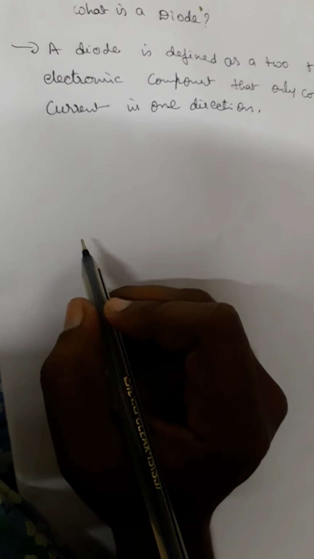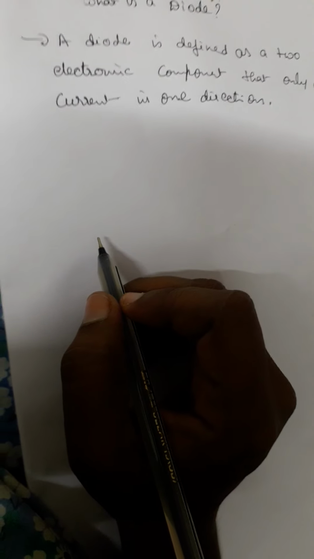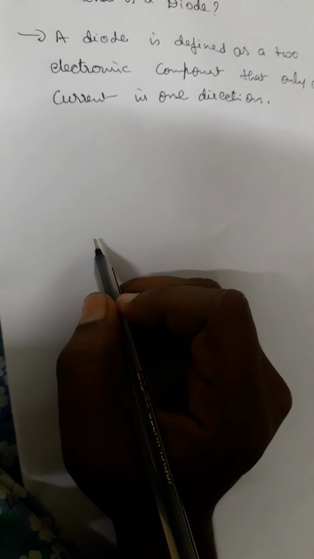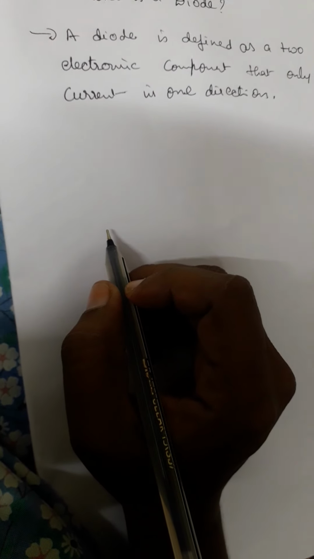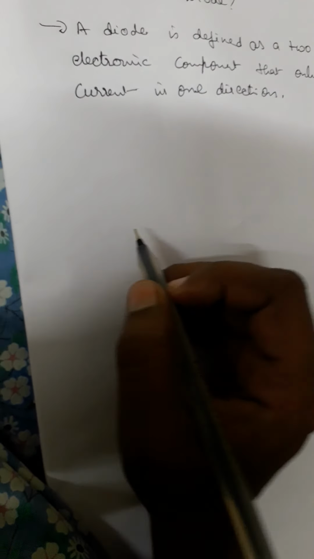Next, semiconductor diodes are the most common type of diode. These diodes begin conducting electricity only if a certain threshold voltage is present in the forward direction. Forward direction means forward biased. When connected with a circuit in the reverse direction, the diode is said to be reverse biased.